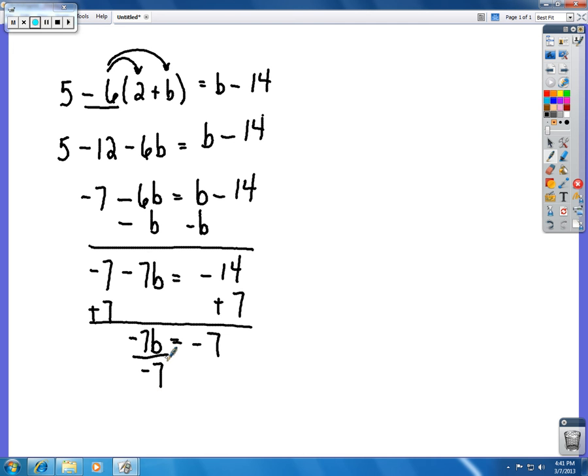So I divide this side by negative 7, which means I also divide this side by negative 7. And therefore b is going to be equal to negative 7 divided by negative 7, which is positive 1, because the negatives cancel.